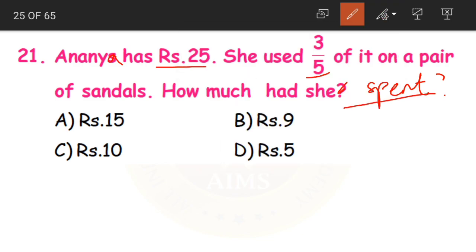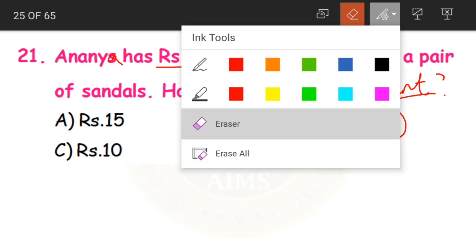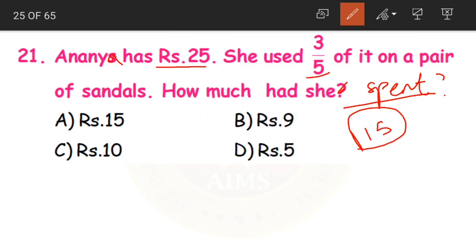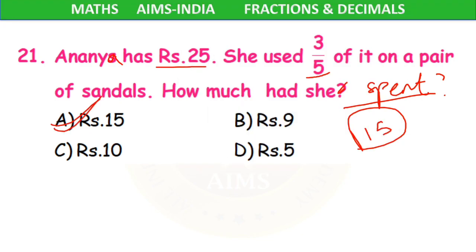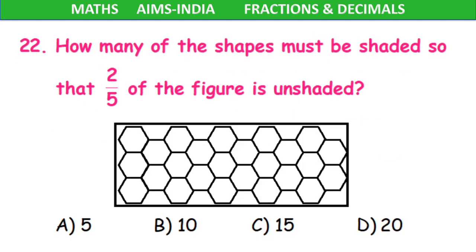How much did she spend? 3 by 5 of 25 means she spent 15 rupees. Option A, 15, becomes our correct answer. Understood? While we are dealing with fractions, when we have of, it means that we have to multiply the given pair of fractions or whole numbers.